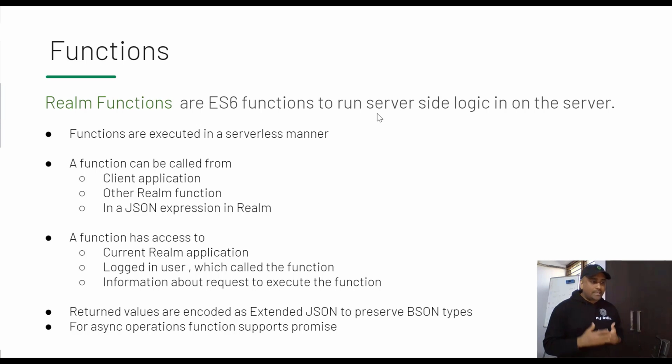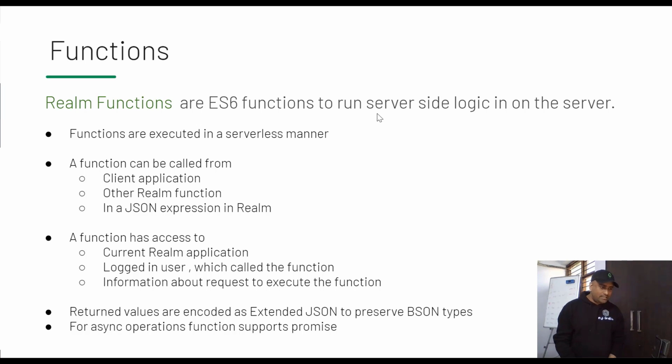Keep in mind that functions are executed in a serverless manner. A function has access to the current Realm application, the application which is running the function, the logged in user which is calling the function, and also it has the information about the execution context. One thing which is very important here is that async operations are not supported, but promises are supported. What does it mean? Even though it's ES6, you cannot have async and await in your function. If you want to work with them, then you have to go old style, promises with .then, in Realm functions.